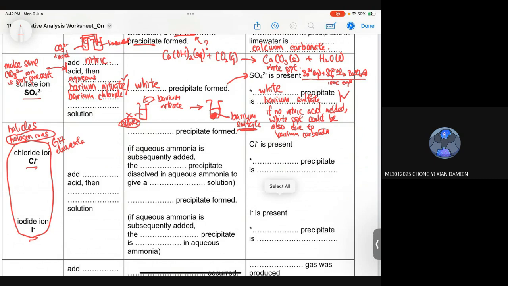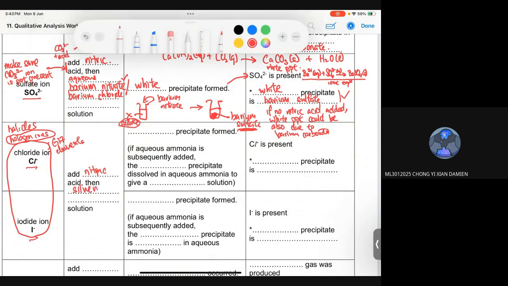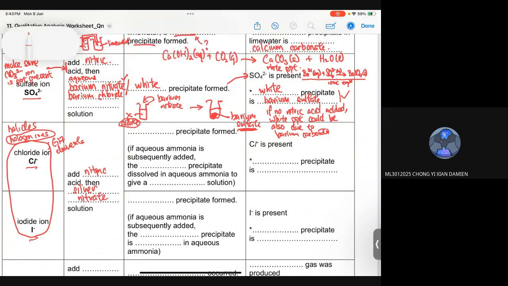Chloride and iodide have the same test. First, you add nitric acid, once again, to eliminate the idea of carbonate. After that, you add silver nitrate. Okay? You add silver nitrate.